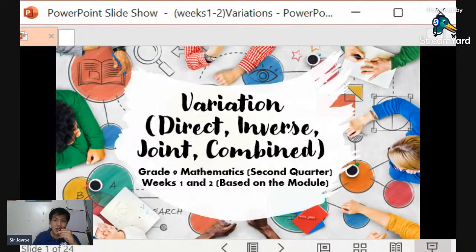Okay, so let's start the second quarter. So our first lesson is about variation. So in variation or in math, we have four kinds of variation. So we have direct, inverse, joint, and combined. So the first thing we are going to do is to define and explain what is variation.